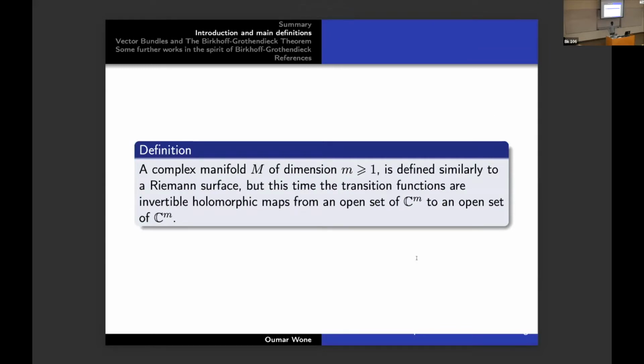Similarly, we define a complex manifold of dimension greater or equal to 1, as in the case of Riemann surfaces, but this time we require that the transition functions have to be invertible holomorphic maps from open sets of Cm to open sets of Cm.